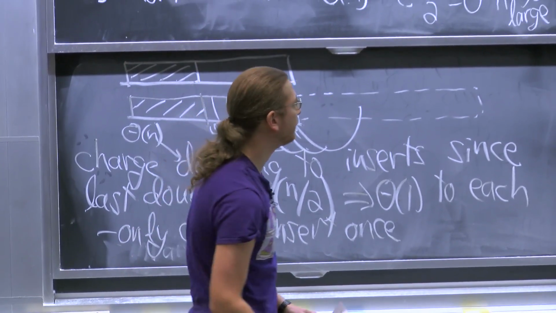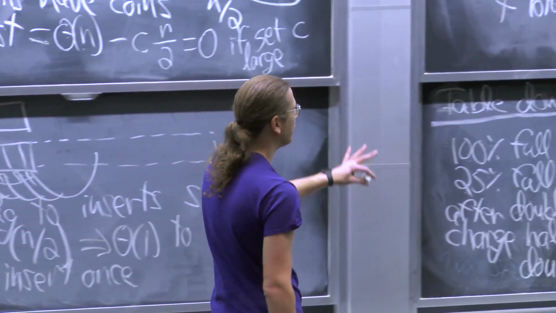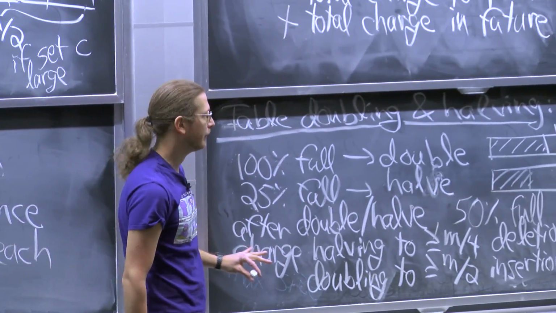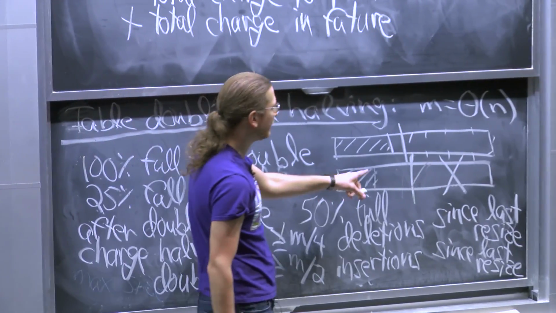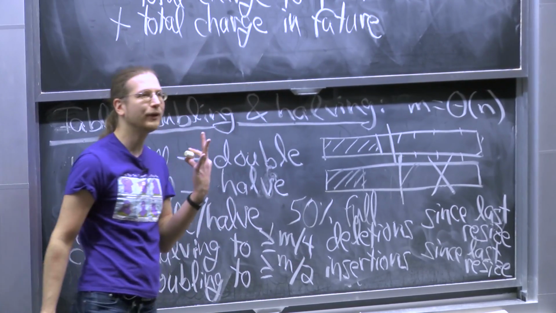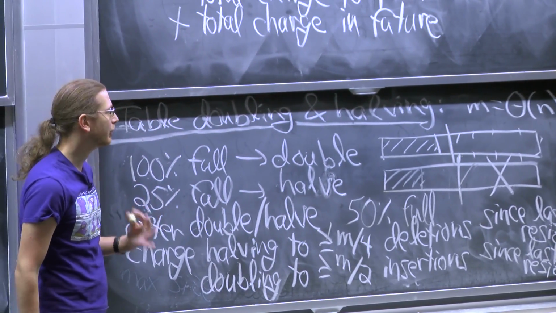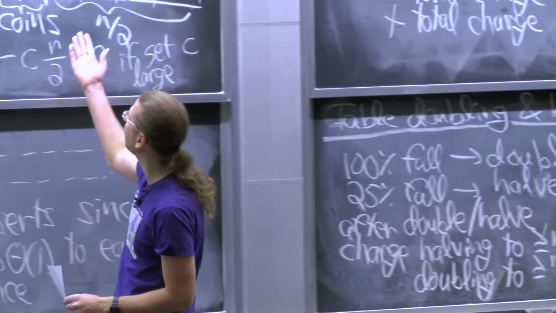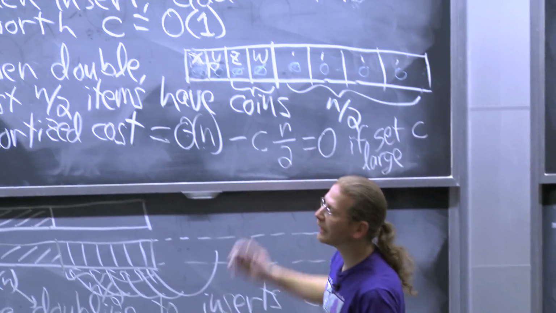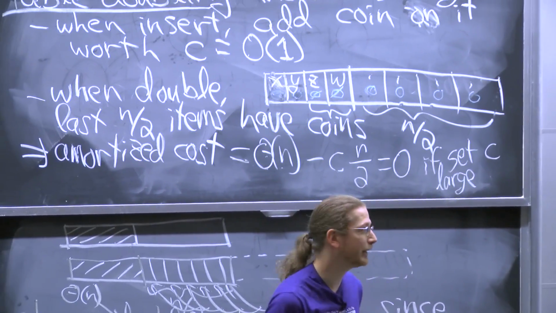You can also think of this example in terms of coins, but with putting coins on the items. But then you have to think about the invariants of where the coins are, which I find to be more work. We actually had to do it up here, always claiming the last half of the items had coins. You have to prove that, really.